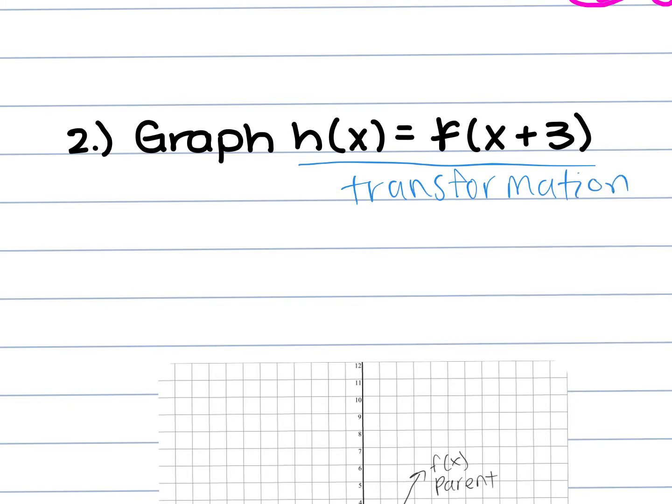Ask yourself the 3 questions. Is it vertical or horizontal? And how do you know? Is this a vertical or a horizontal transformation? And how do you know? AJ? Horizontal because it's in parentheses. Very good.